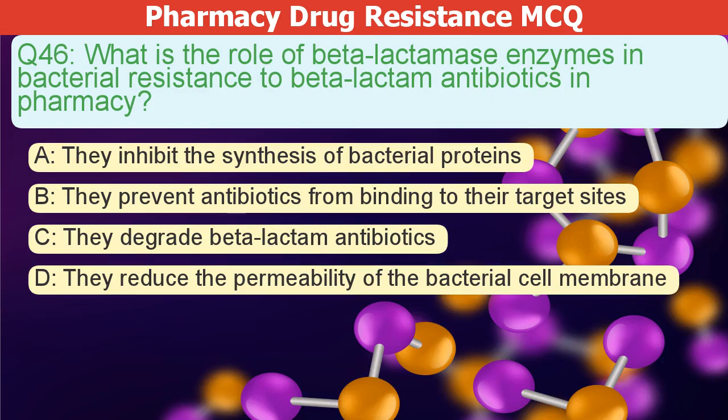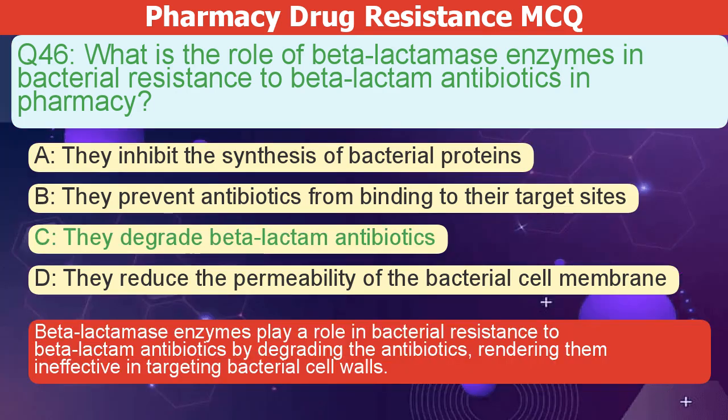What is the role of beta-lactamase enzymes in bacterial resistance to beta-lactam antibiotics in pharmacy? A. They inhibit the synthesis of bacterial proteins. B. They prevent antibiotics from binding to their target sites. C. They degrade beta-lactam antibiotics. D. They reduce the permeability of the bacterial cell membrane. The correct answer is C. Beta-lactamase enzymes play a role in bacterial resistance to beta-lactam antibiotics. They do this by degrading the antibiotics, rendering them ineffective in targeting bacterial cell walls.